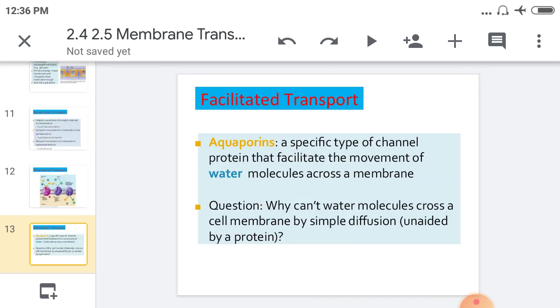And then going toward facilitated transport. Here in facilitated transport are the aquaporins, a specific type of channel protein that facilitates the movement of water molecules across the membrane.